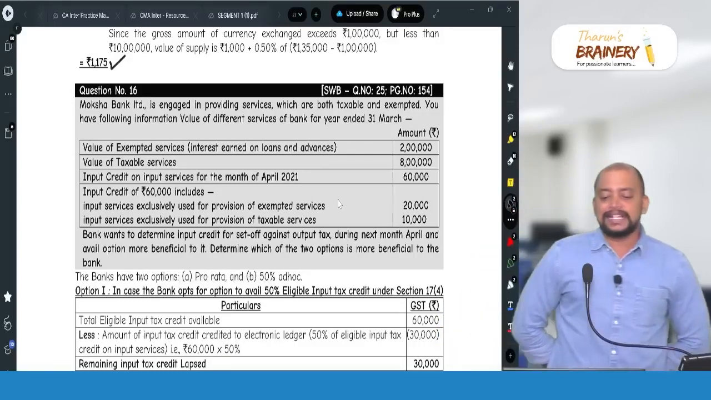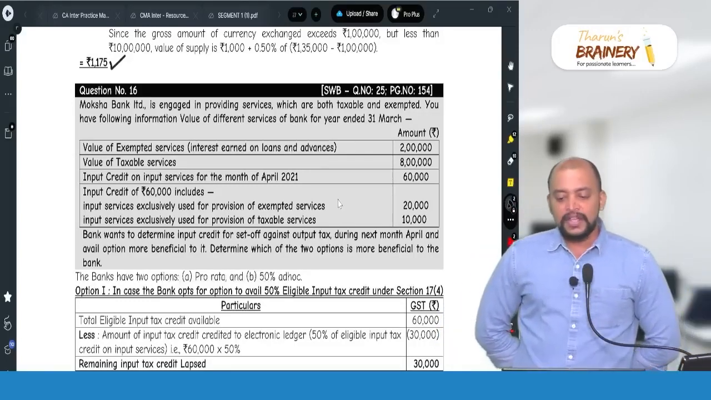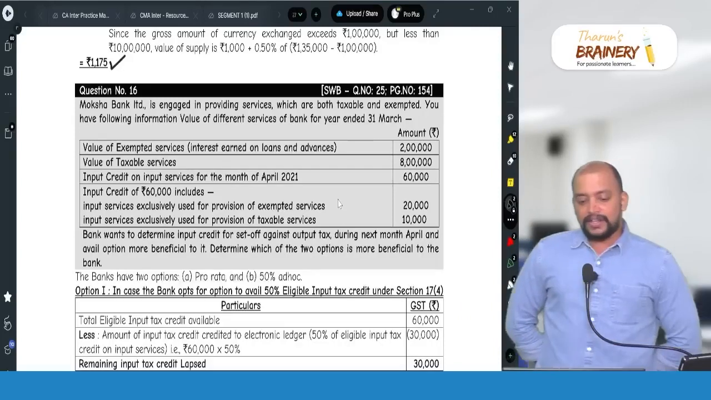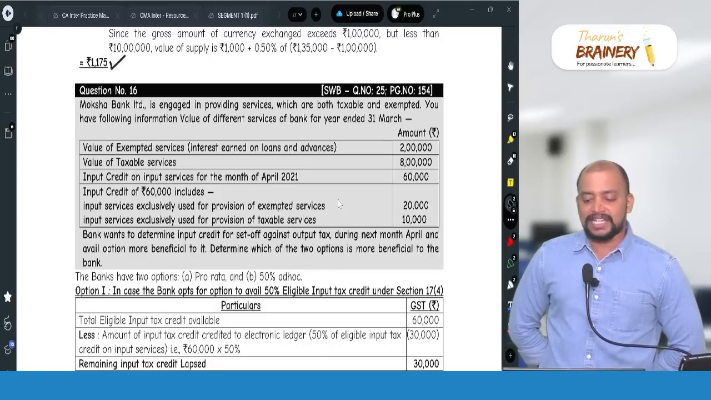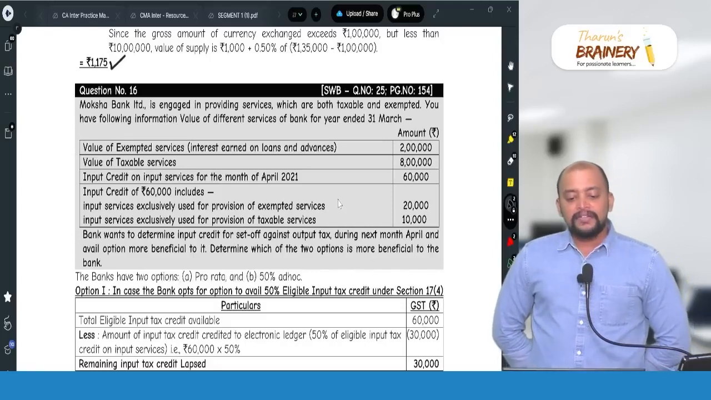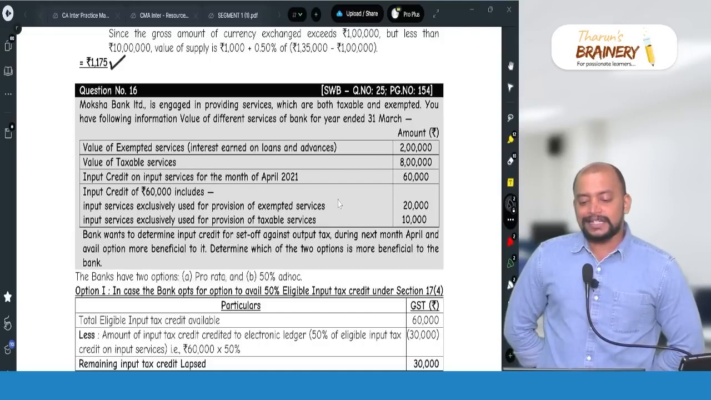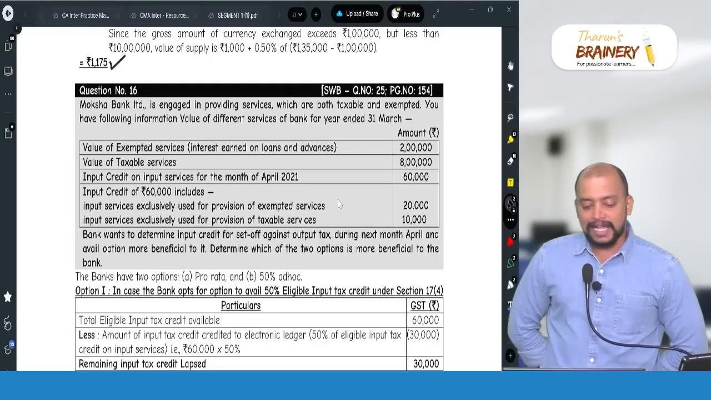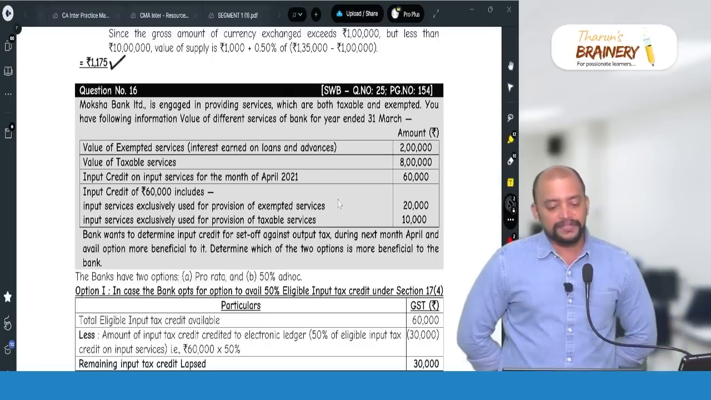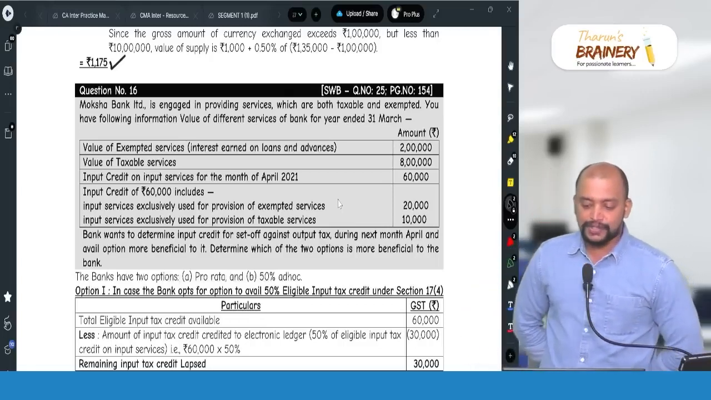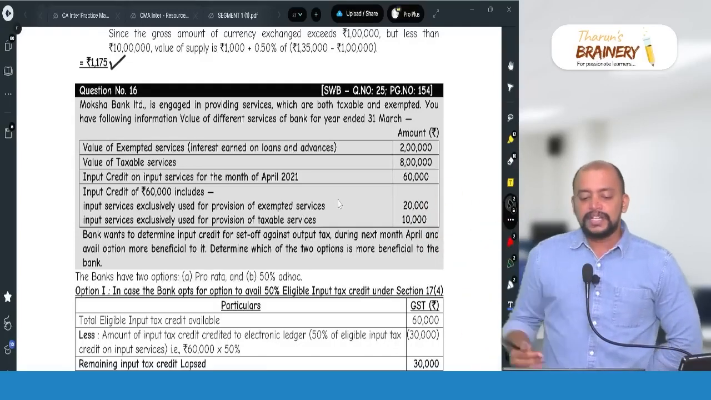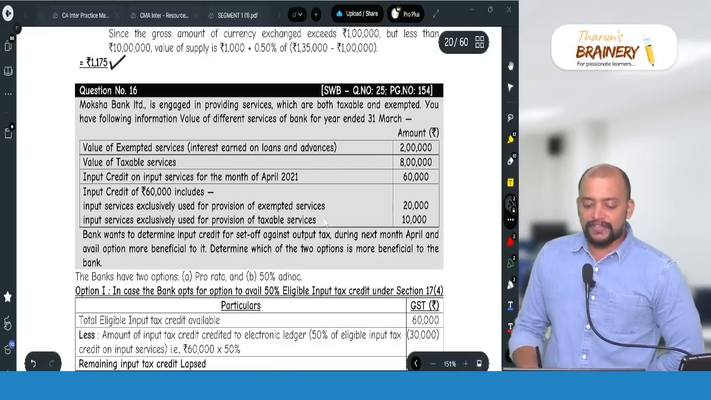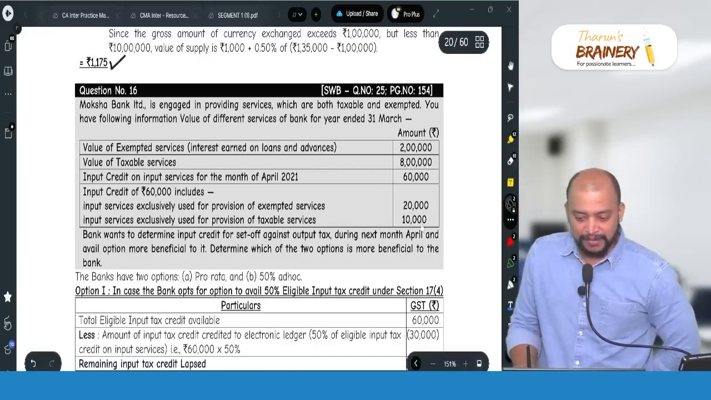Moksha Bank Limited is engaged in providing services which are both taxable and exempted. You have the following information, value of different services of bank for the year ended 31st March. Value of exempted services, interest earned on loans advances 2 lakhs. Value of taxable services 8 lakhs. Input tax credit on input services during the month of April 2021 is 60,000. And that 60,000 includes input services exclusively used for providing exempted services, exclusively for taxable.